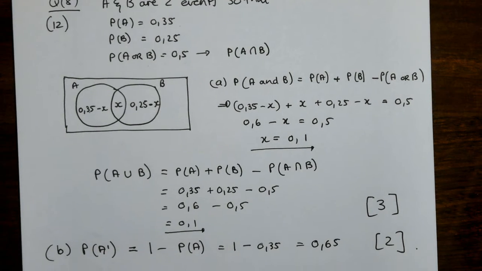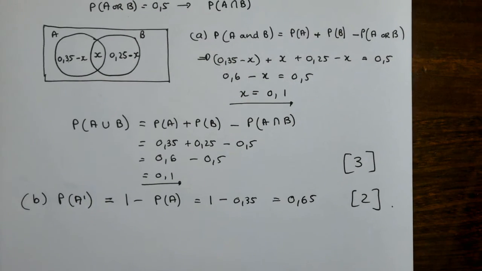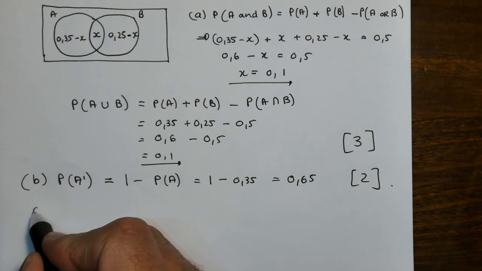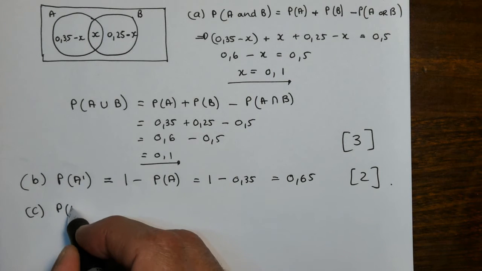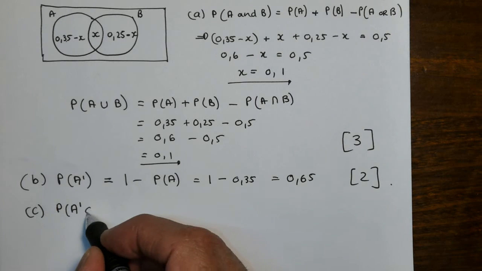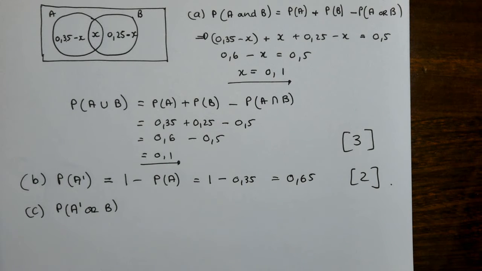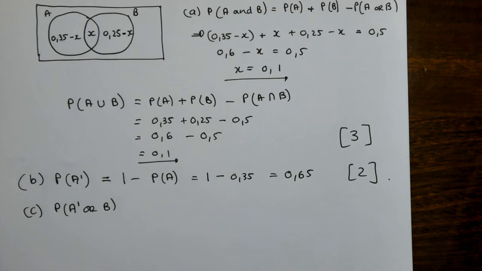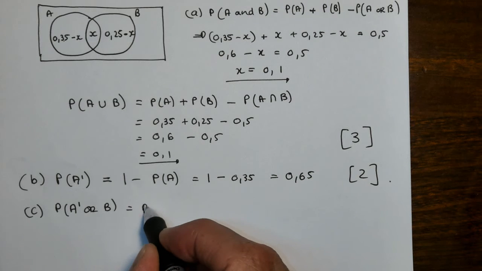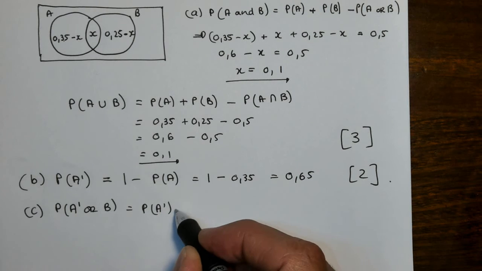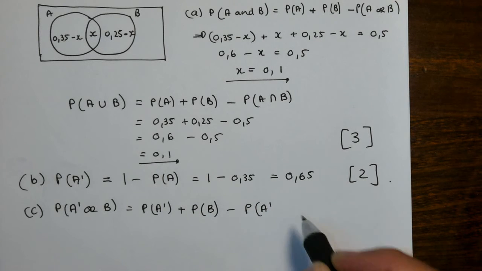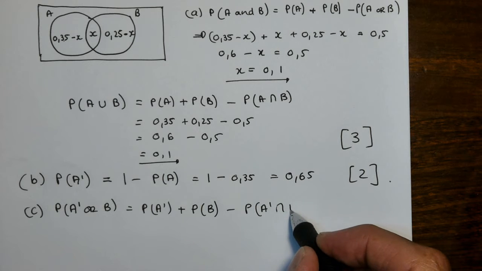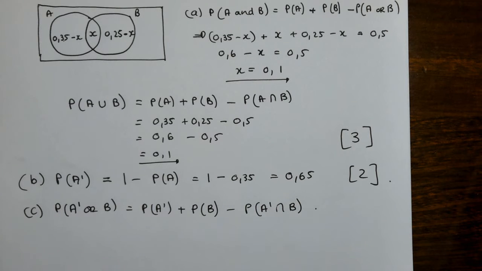Okay, then the third question. I'm going to move up to that point. The third question, C, is asking us to find the probability of A complement or B. Okay, the probability of A complement or B. Now we know that that's the probability of A complement plus the probability of B minus the probability of A complement intersect with B.